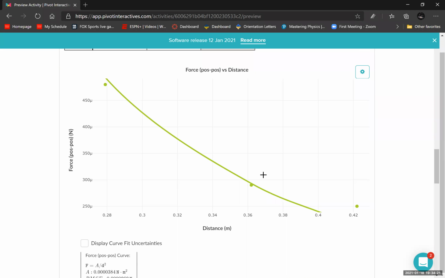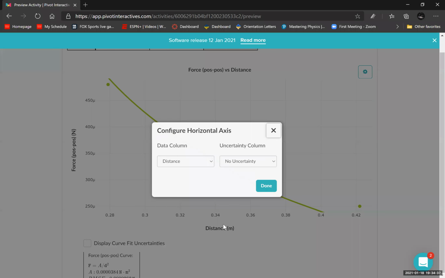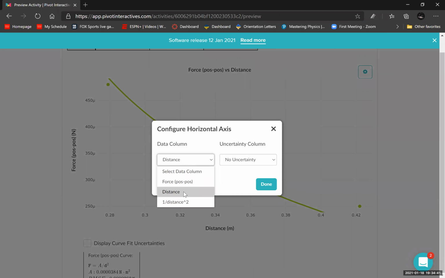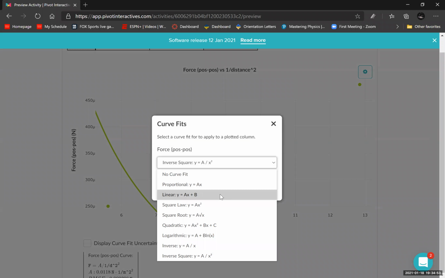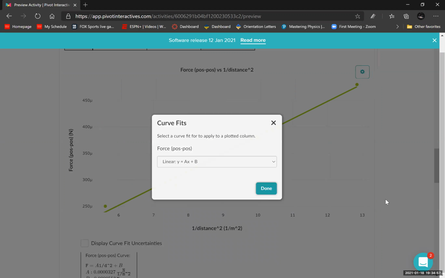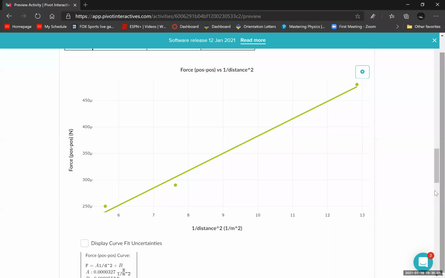Now, remember, our goal is to linearize the graph. That means a straight line. Force versus distance doesn't give us that, because force is not proportional to distance. Force is proportional to 1 over distance squared. So if I go back to the horizontal axis and click, instead of distance, I have 1 over distance squared, then I'm going to get different data. The fit that I had before doesn't work anymore. So I go and see if this linear fit will be better this time around. And indeed, it is much better. That means if this particular graph of force versus 1 over distance squared yields a straight line like that, this verifies that force is proportional to 1 over d squared.